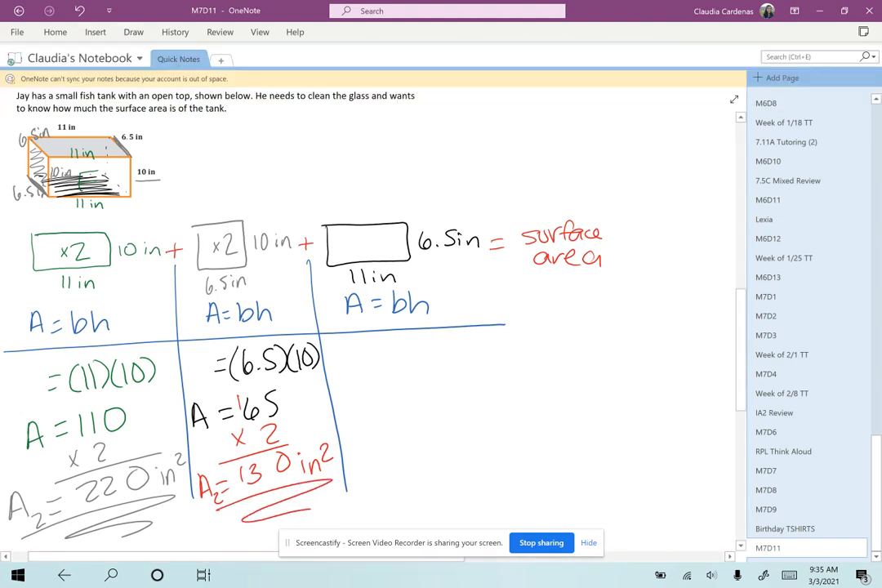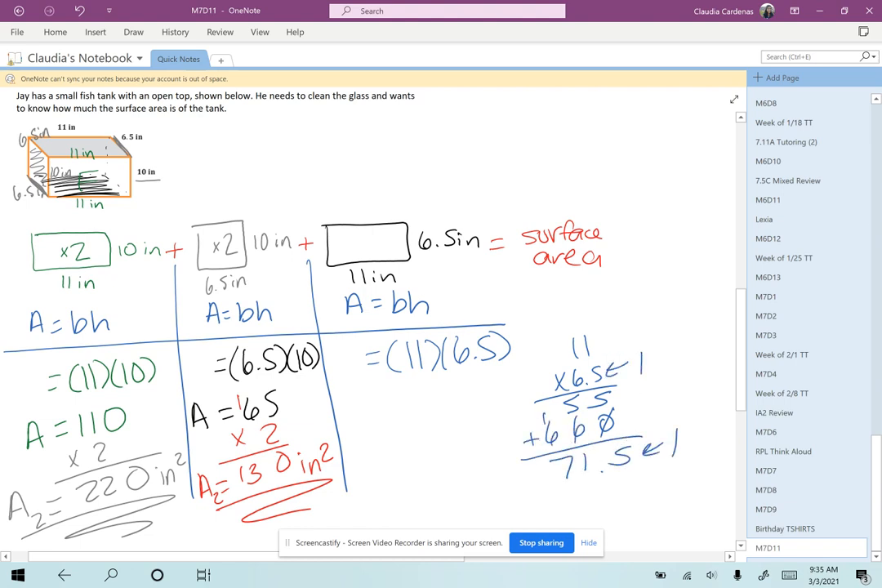And then I have my last piece to find, which is 11 by 6.5. Now this one isn't as easy to do mentally in our head. So let me go ahead and multiply it out really quickly. And so I see that this area is 71.5 squared inches, and there isn't a top piece. So then that is our answer for that side.